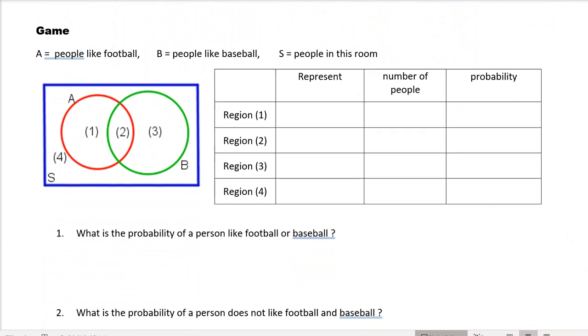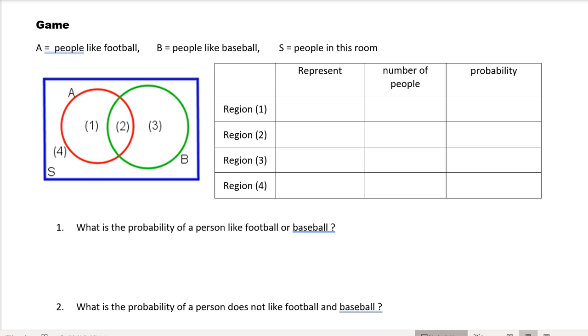Here we're gonna play some game. Okay. So let A be the event that people like football. It could be American football or European football. Doesn't matter. Okay. B is the event that people like baseball. S is the sample space, so people in our class.